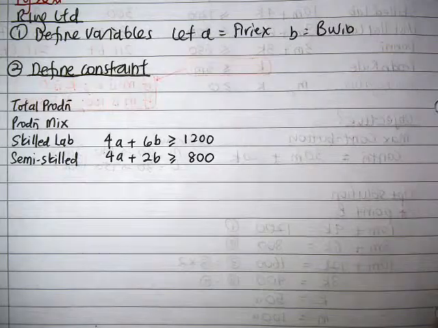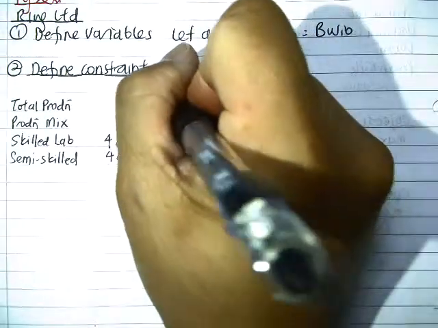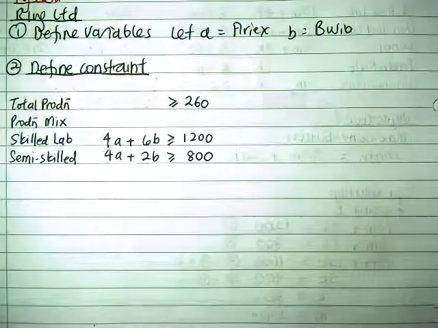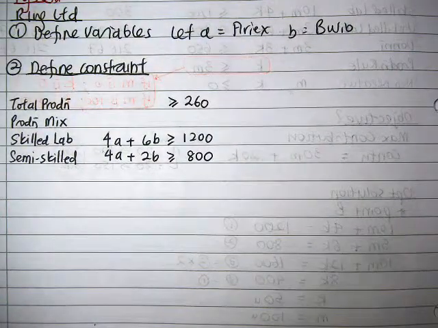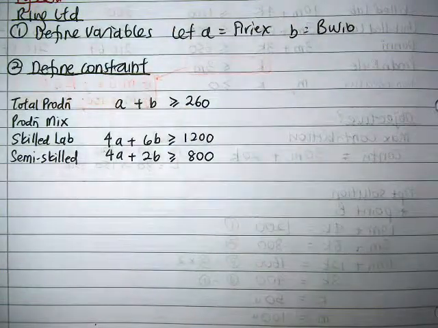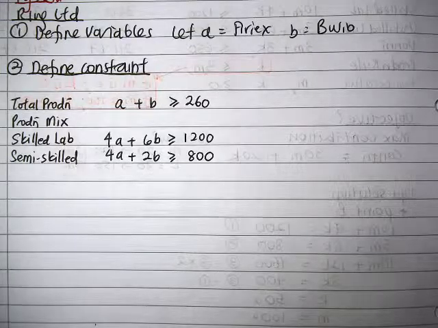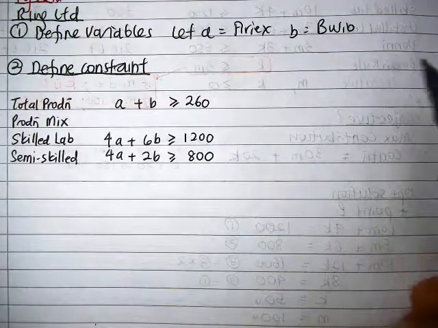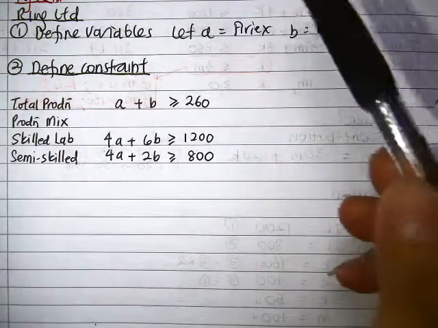Now, the total production of two products must be at least 260. So the two products are A and B. Okay, A and B. And then they say half of the total must be A, or more. Half of the total must be A. So what is total? Now, total is not 260. Total is A plus B.